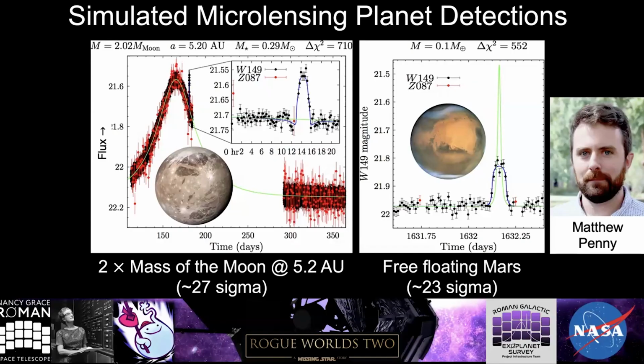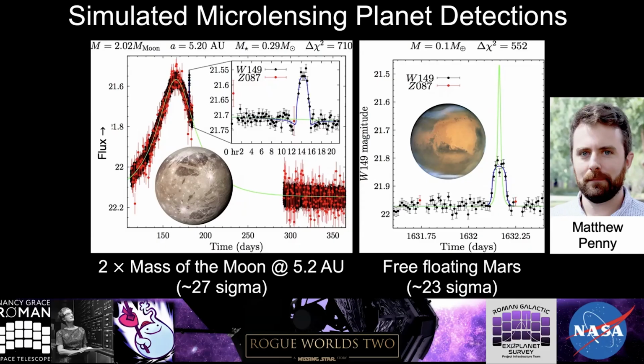So Matthew has really done the lion's share of the work in trying to figure out what the survey could detect, and the optimal survey strategy. We all owe Matthew a huge round of applause for all the work he's been doing. But here are some simulations, some simulated light curves from his simulation tools. On the left is a detection of a Ganymede mass planet at 5.2 AU, and the one on the right is a free-floating Mars mass planet.